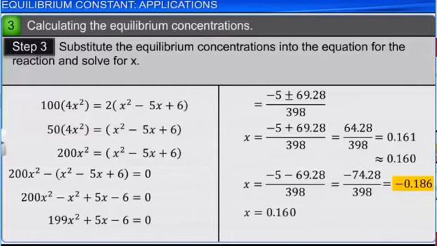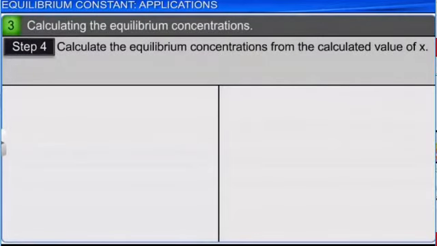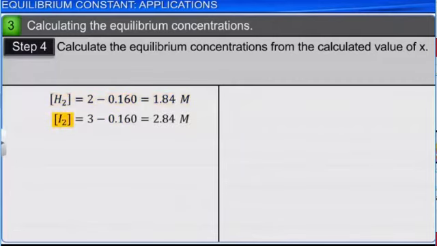The fourth step is to calculate the equilibrium concentrations from the value of x. The initial number of moles of hydrogen is 2. Hence, at equilibrium, the concentration of hydrogen will be 2 minus 0.160. This is equal to 1.84 moles per liter. In the case of iodine, the initial number of moles were 3. And hence, the equilibrium concentration would be 3 minus 0.160. This is equal to 2.84 moles per liter. And finally, the equilibrium concentration of hydrogen iodide will be equal to 2 multiplied by 0.160. This is equal to 0.32 moles per liter.